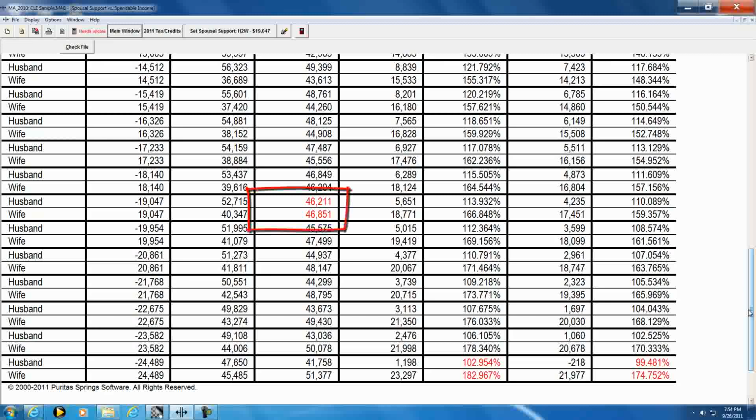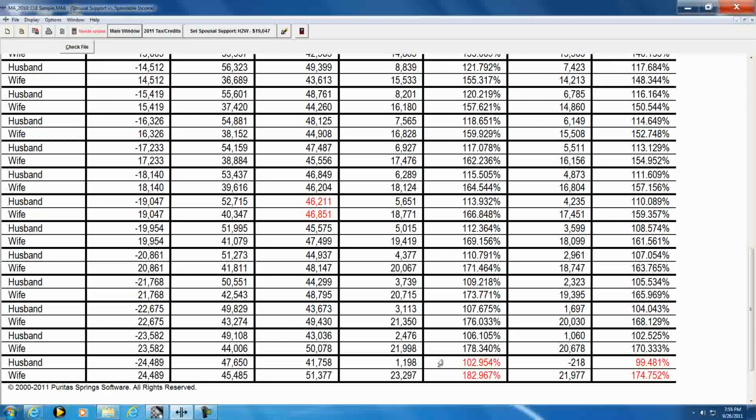The next important level is the point at which the obligor is unable to meet his or her essential living expenses. That never happens in this scenario. By the time we get to the bottom of the table at $24,489, the husband's percentage is at 102%. So the husband is just able to meet his expenses at this level, and probably if we kicked it up one more notch, it would be less than 100%, indicating that the husband no longer would be able to meet his essential living expenses.